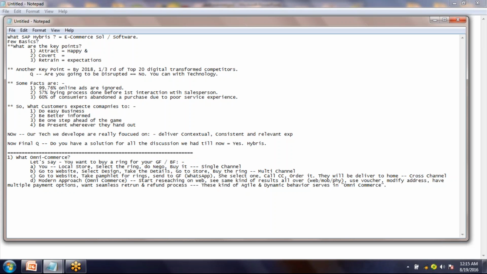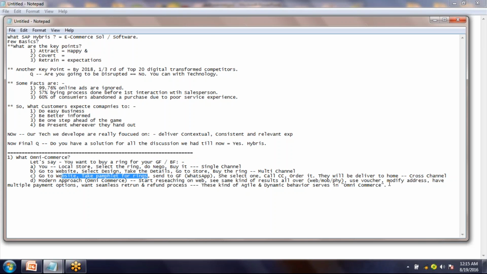That is called omni-commerce. Now let me recollect this. What is omni-commerce? Let's say you want to buy something for your boyfriend or girlfriend. The first option is you doing it step by step. The second option is you go to the site, select the design, take a printout, go to the shop and buy it. The third option, you are involving your girlfriend also and the sales boys, all these things. That's why it is cross-channel. But nowadays, the modern approach is more than cross-channel. That's nothing but omni-commerce, where you go to the sites and search the results all over the web, mobile, physically, whatever it is.